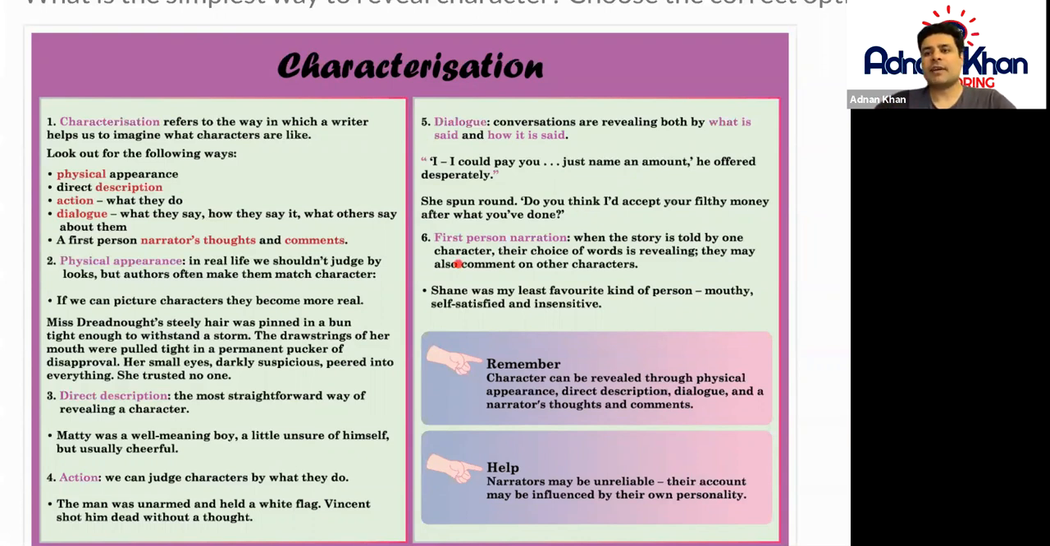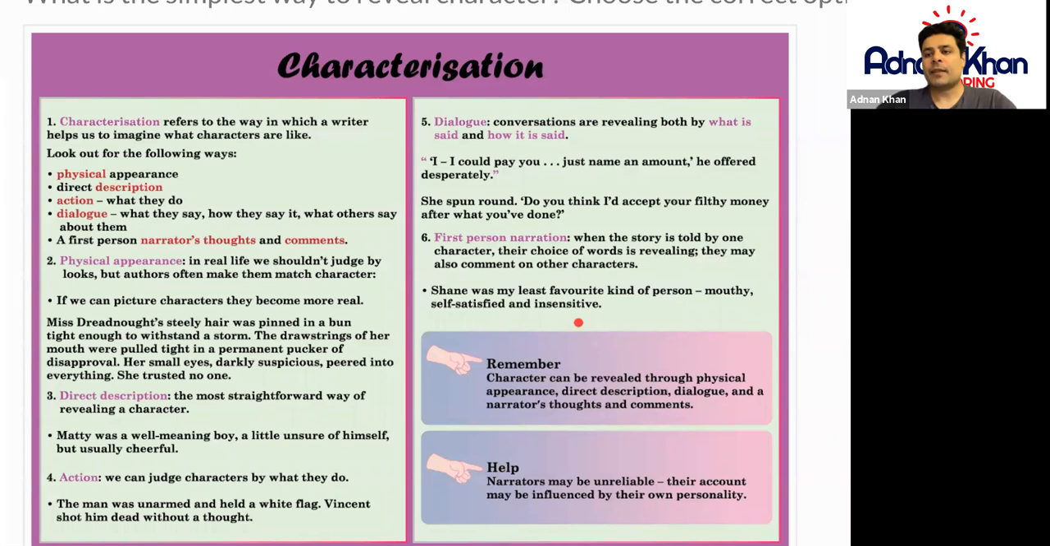Point number 6 means first person narration. When the story is told by one character, their choice of words is revealing. They may also comment on other characters as well. So Shane was my least favorite kind of person, mouthy, self-satisfied, and insensitive. So here we can tell from the first person technique of the narrator narrating this particular story, that Shane was not his or her favorite kind of person, because Shane was mouthy, he was self-satisfied, and he was very insensitive. So there are 6 different ways how you can develop characterization within your particular writing.